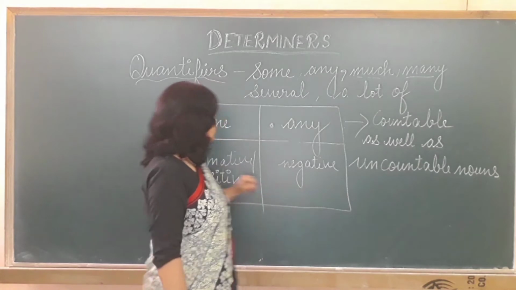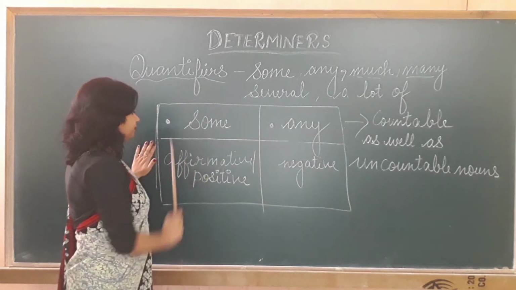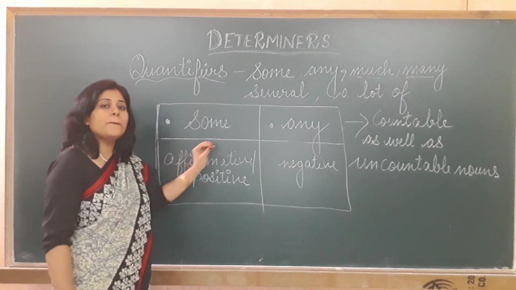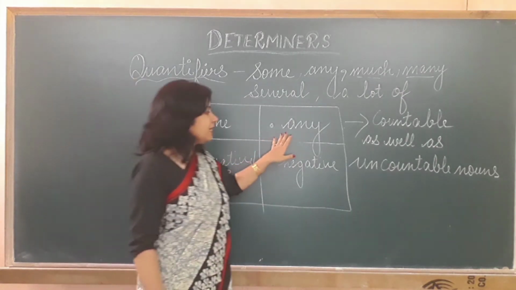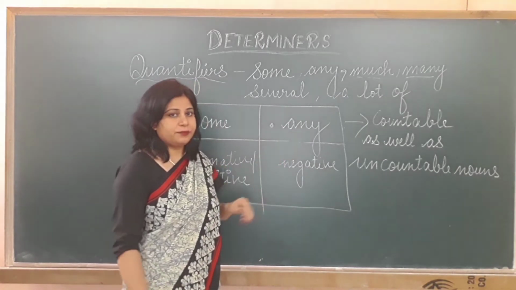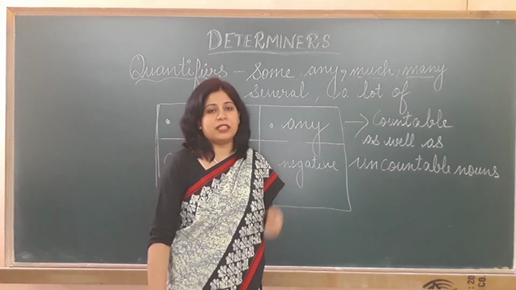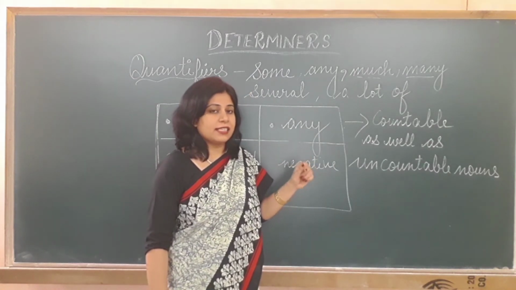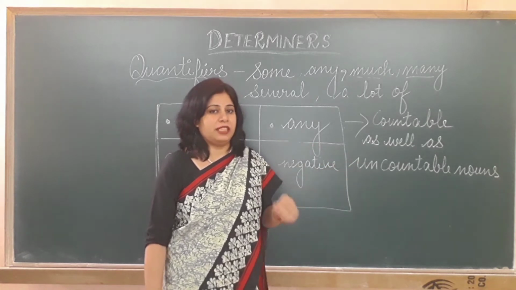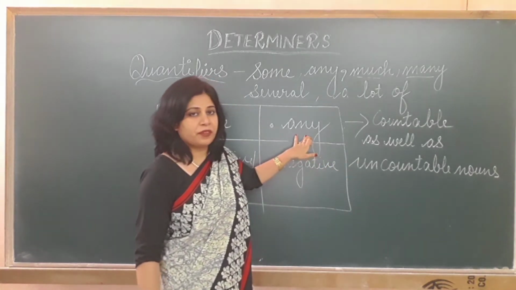Fine? Okay, let me tell you with an example. Some. We bought some butter. Now any is used in negative sentences. I haven't got any money. I haven't, or I can say I have not got any money. So in this sentence, not is there, so I will use any.